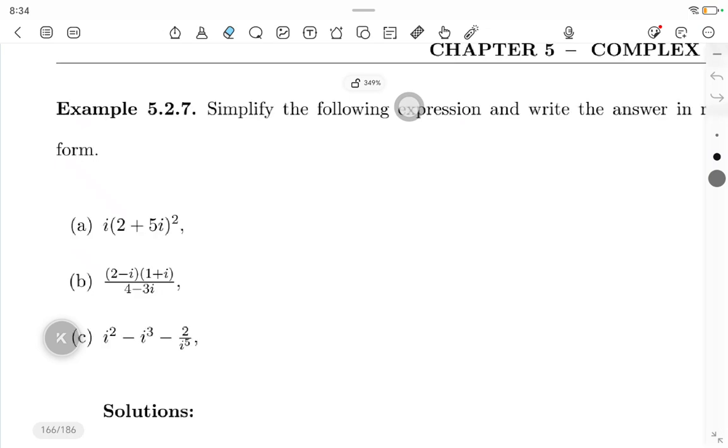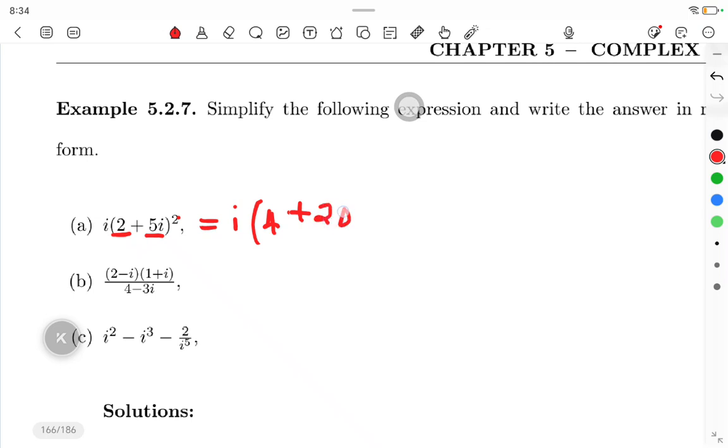Meaning that if we were going to simplify this, we're going to have 4, plus this is just 2 times 5 is 10, times 2 is 20, so 20i, plus then this times this is 25i squared. So let me show you, right?